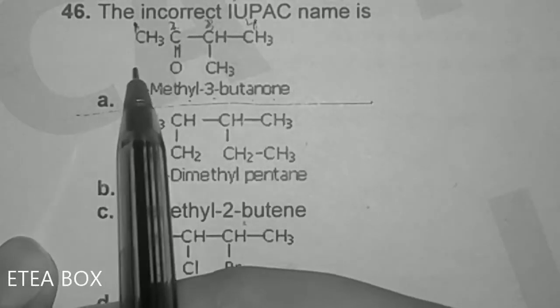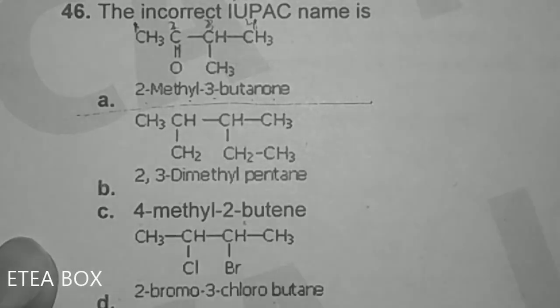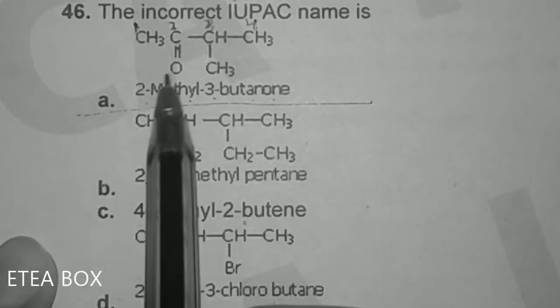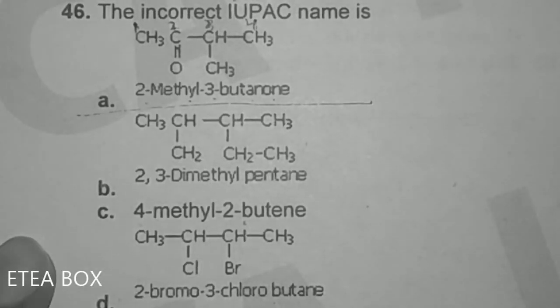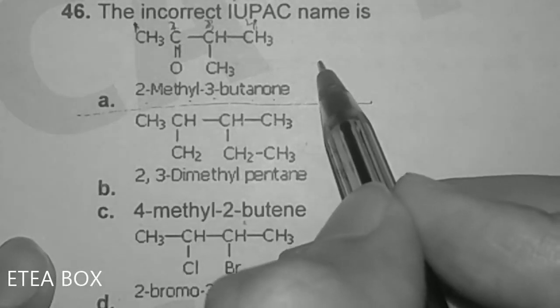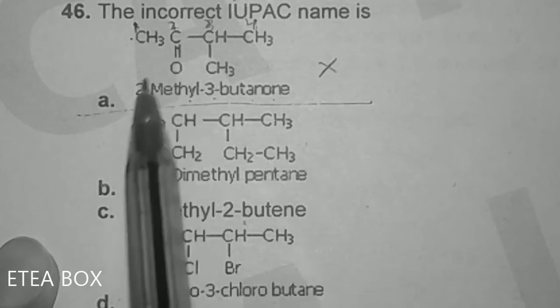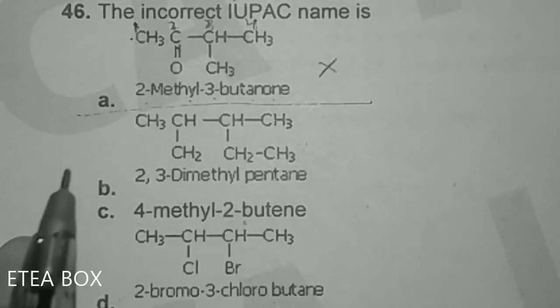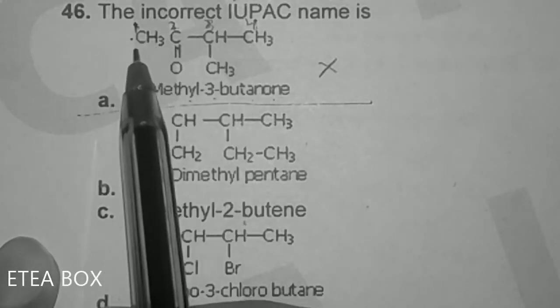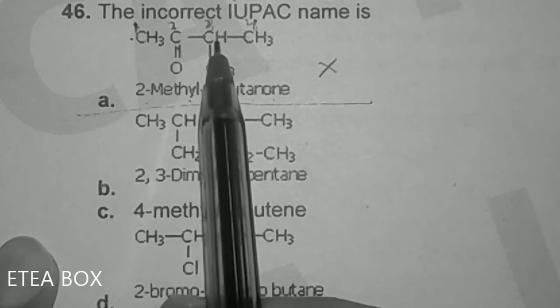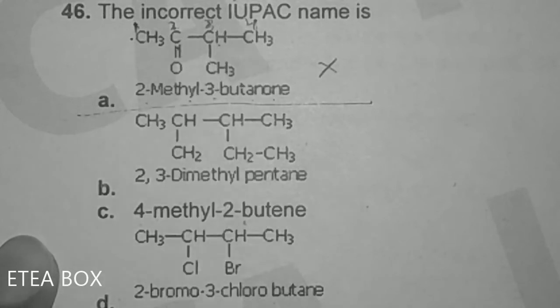Now look here, so what will its name be? 3-methyl-2-butanone. Now it means that option A is incorrect. Look, you must start the numbering where the carbonyl group is present. So the correct name will be 3-methyl-2-butanone.